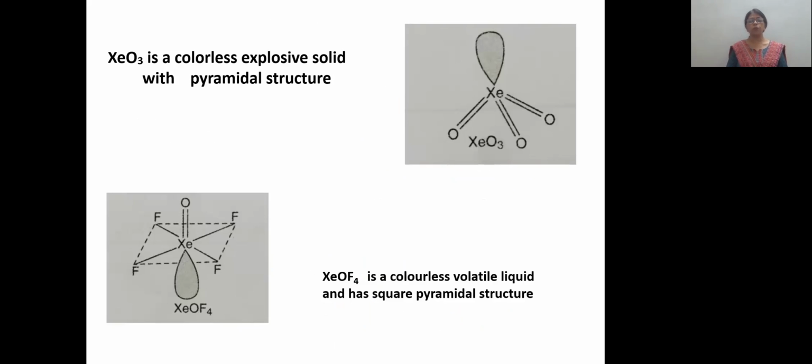Here, one more property of xenon trioxide. It is a colorless explosive solid with a pyramidal structure. And xenon oxyfluoride is a colorless volatile liquid and it has a square pyramidal structure. We have discussed this in the previous slide.